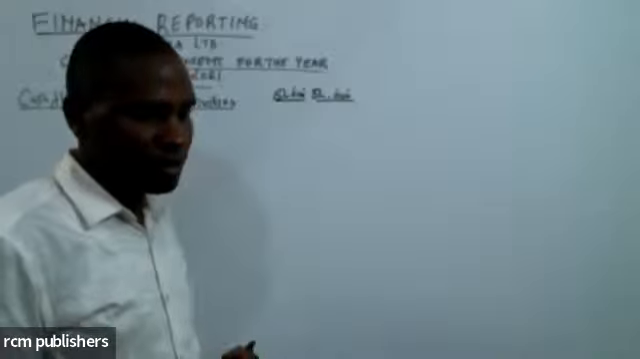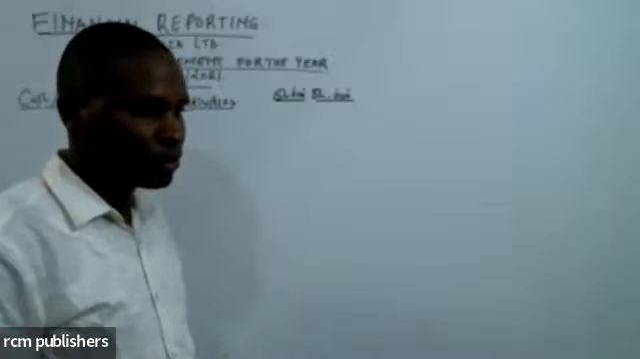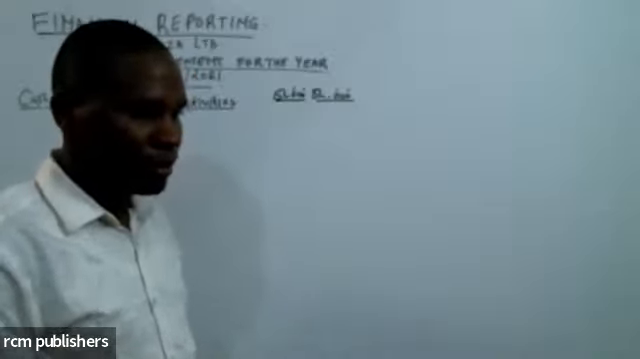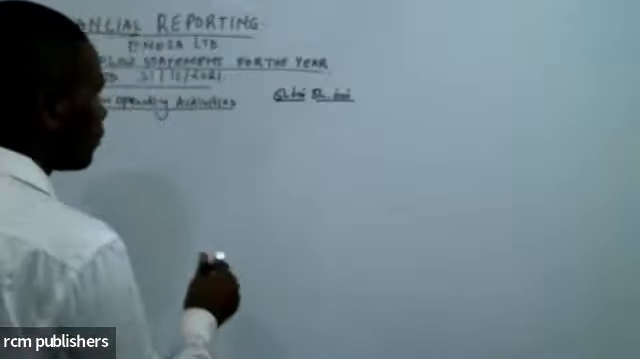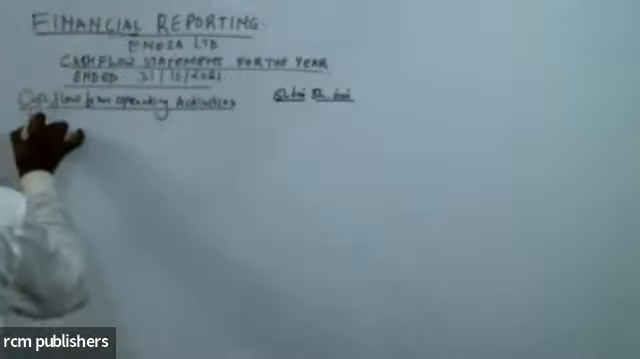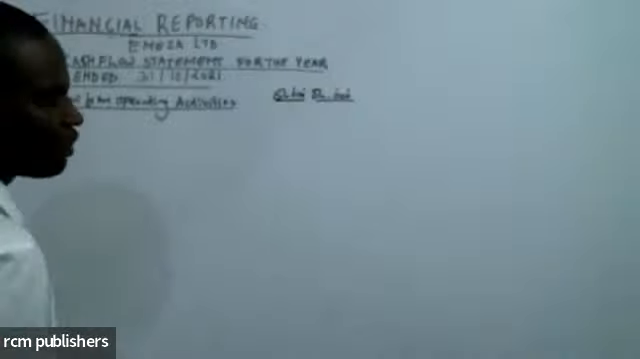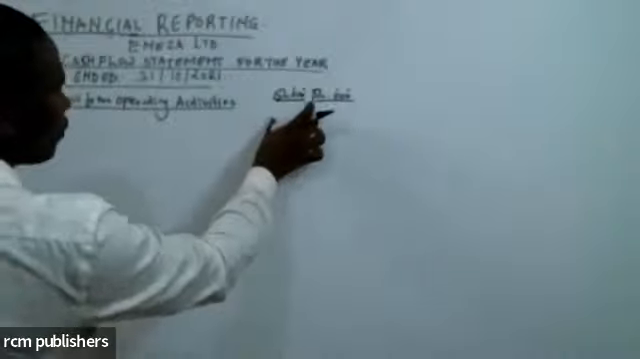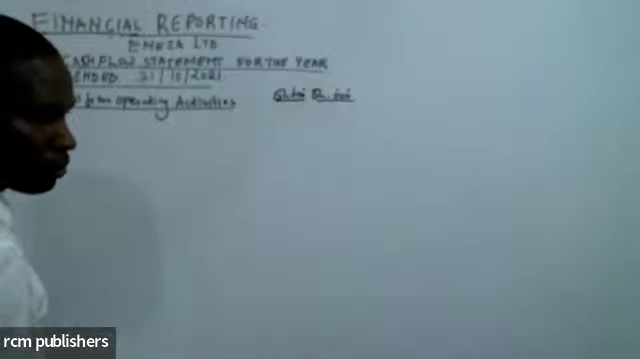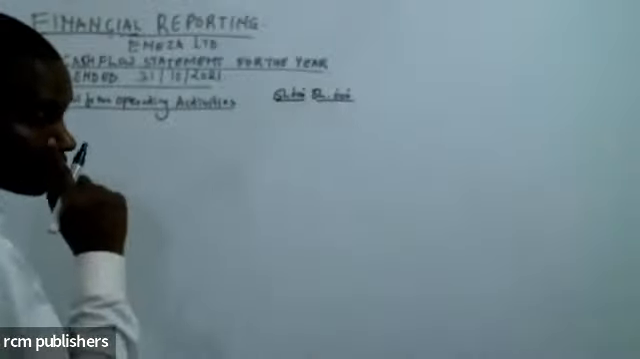So what is the first item that we need to identify from our question? The first item is profit before tax. Profit before tax. What is our profit before tax, of which we need to record it under the first column? What is our profit before tax, class?